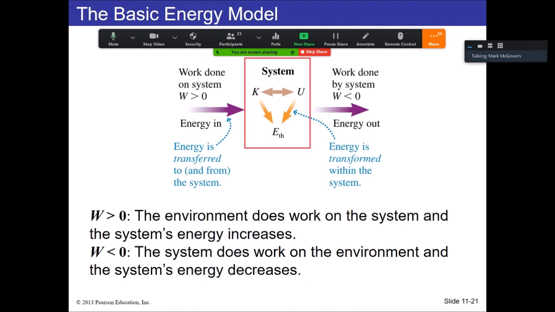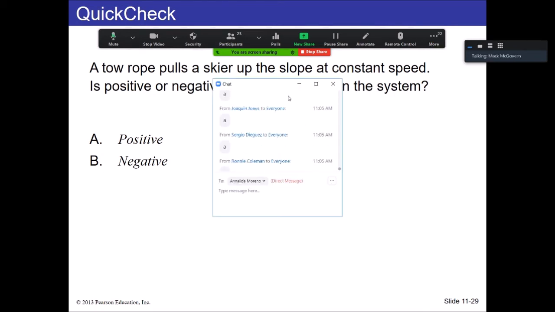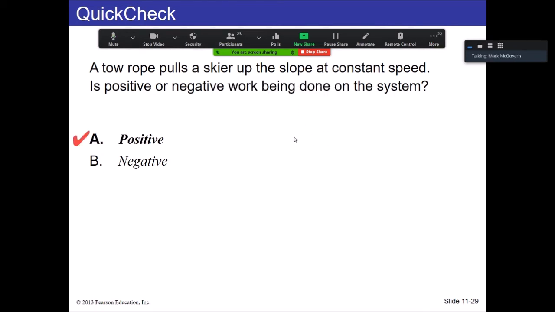Now I have some questions for you. Start off here. A tow rope pulls a skier up the slope at a constant speed. Is positive or negative work being done on the system? I'm specifically referring to what the rope is doing. What is the rope doing? Positive or negative work? A lot of A's. I like an A because it's right.